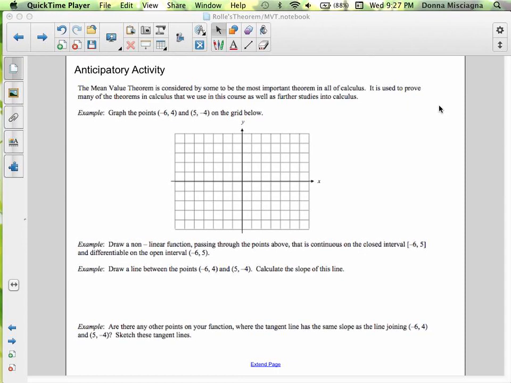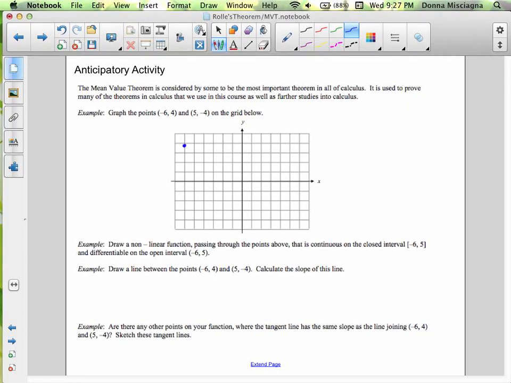Graph the points (-6, 4) and (5, -4) on the grid below. And this is not in your notes. It's just a little activity. Okay, 1, 2, 3, 4, 5, 6, and 1, 2, 3, 4. And 5, 1, 2, 3, 4, 5, and 1, 2, 3, 4. All right, we've done that.